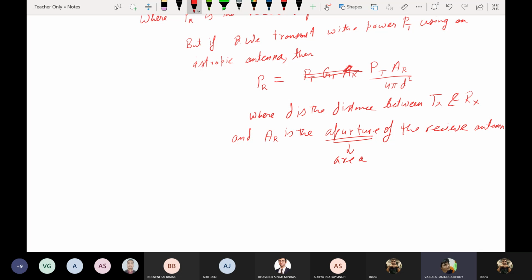Above Eb, the energy of a bit, or symbol energy. So this is fine. Now, next step.